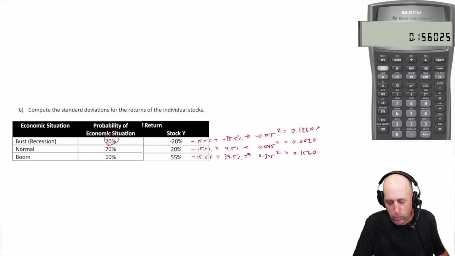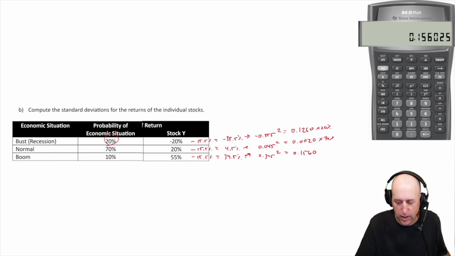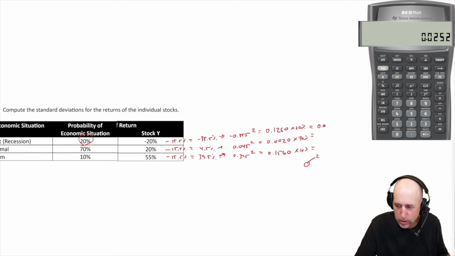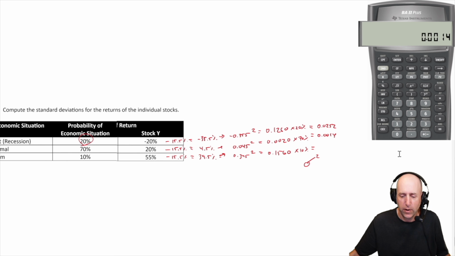Now we apply the probability of a situation, 20%, 70%, and 10%, and we will sum that up to get our variance. So let's go to it. 0.126 times 0.2, 0.0252. 0.002 times 0.7, my goodness, 0.0014, and finally 0.156 times 0.1.